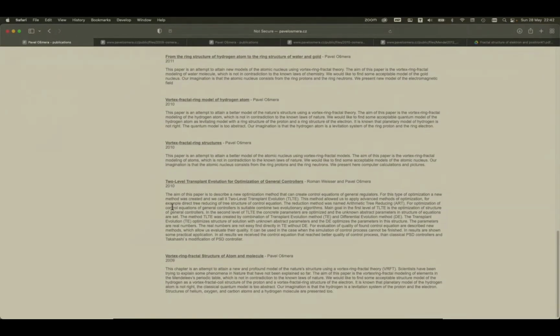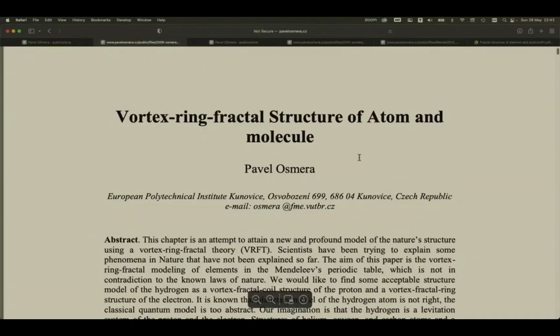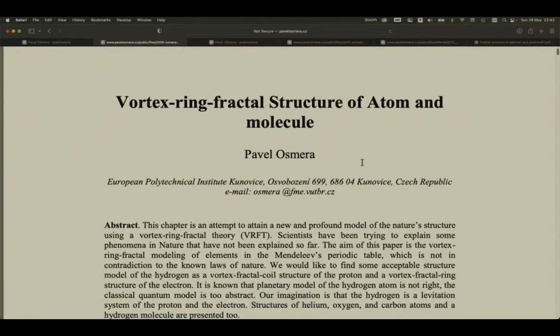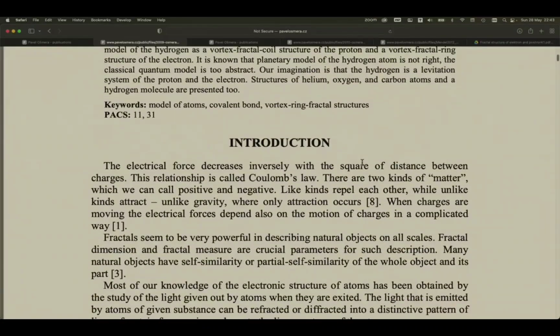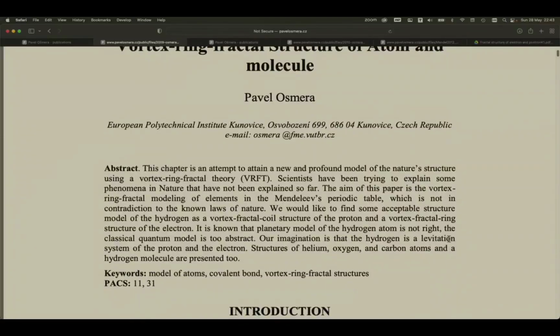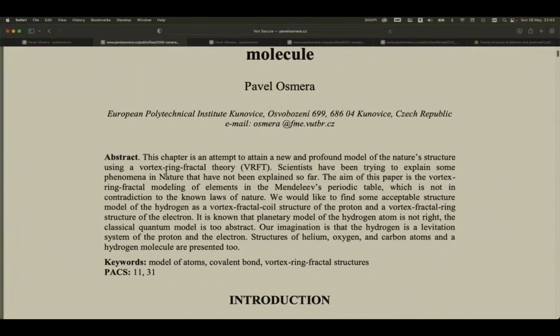And we're going to have a quick look at some of these, but I'm going to leave the equations and that side of the discussion to him when he's about at another time. And I don't know which one I'm going to look at here. It's called Vortex Ring Fractal Structure of Atom and Molecule. So this is, I think, a later paper of his. And you'll see some of the other discussions similar to what we have been discussing about the history of vortex matter organization thinking for the substructure of matter. Anyway, he says this chapter is an attempt to attain a new and profound model of nature's structure using what he calls the vortex ring fractal theory, VRFT.